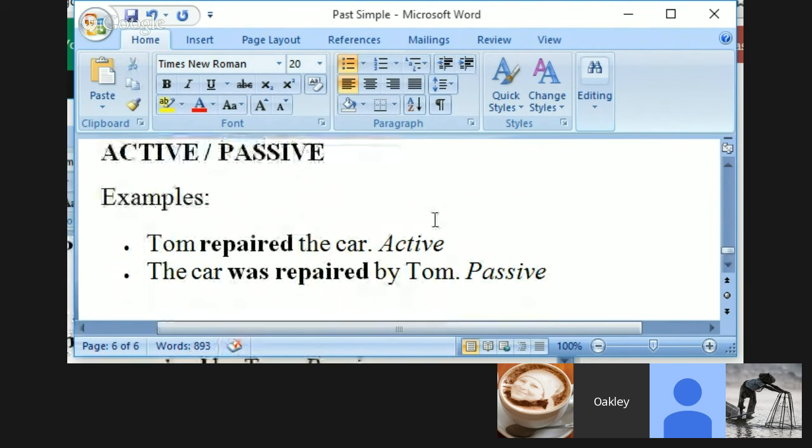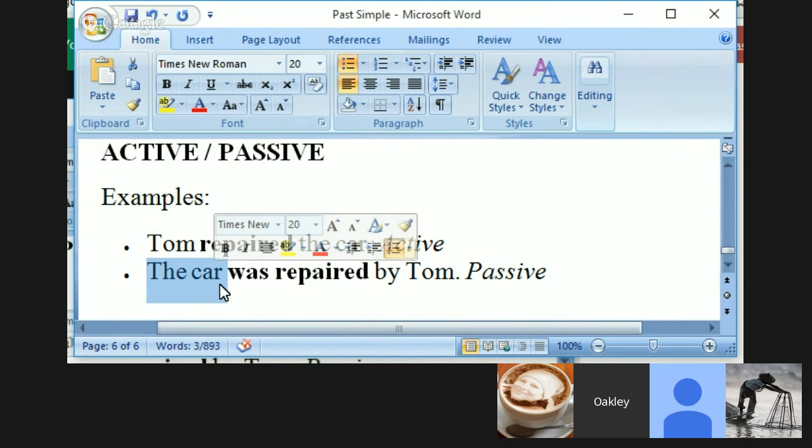Okay. Here we go. Time to look at the passive. In an active sentence, we actually care who did the action, as in Tom repaired the car. We know that this is a finished action in the past. We actually care who did it. In a passive sentence, we don't care who did the action. The car was repaired by Tom. The action happens to the subject noun, the car.